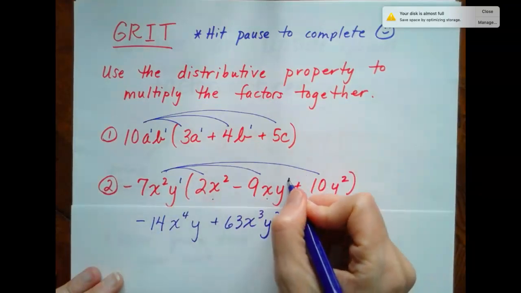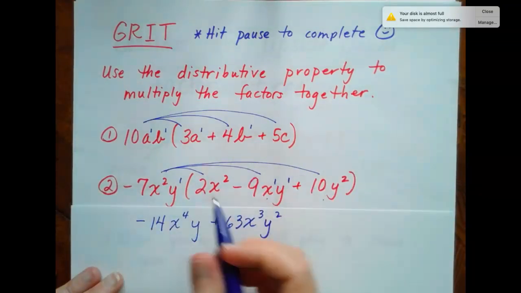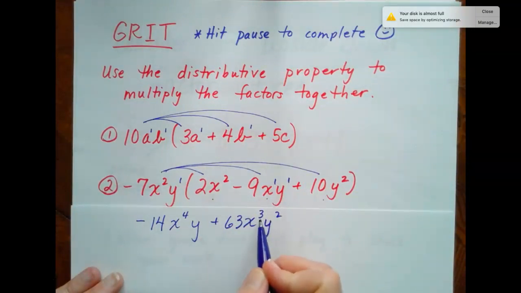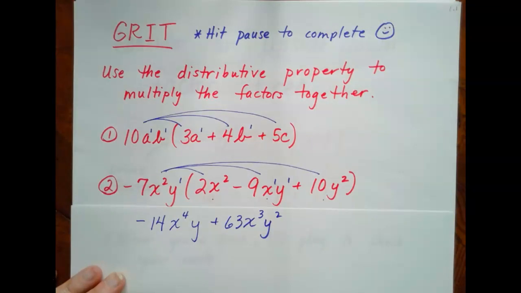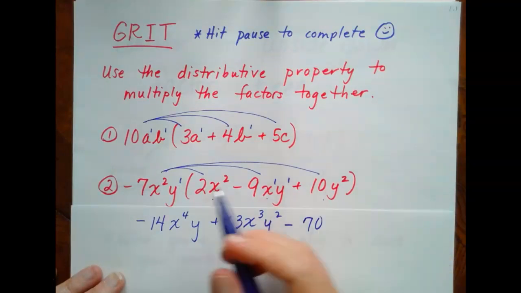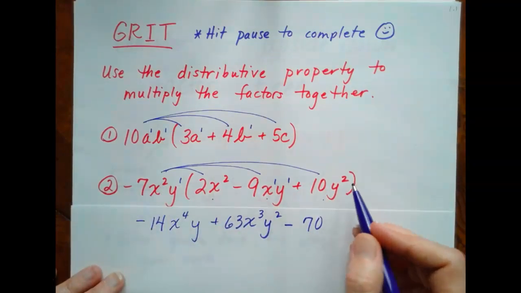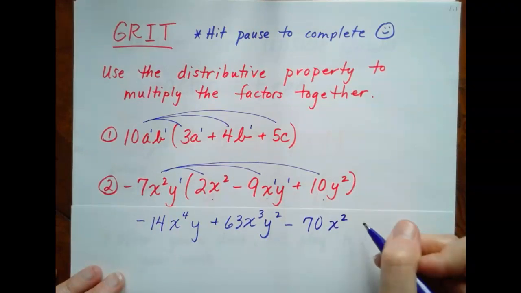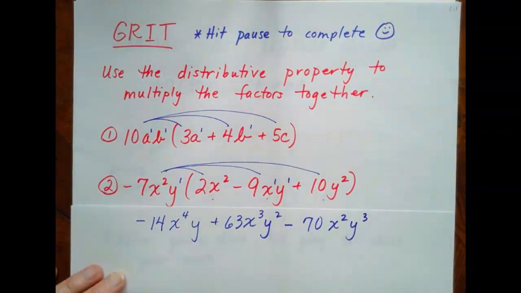Remember, that's y to the 1st, y to the 1st, that's x squared, that's x to the 1st. 2 plus 1 is 3, x to the 3rd, 1 plus 1 is 2. Add the exponents when we're multiplying and the bases are the same. Next, negative 7 times 10 is negative 70. X squared y times y squared is x squared y to the 3rd. Add the exponents when we're multiplying and the bases are the same. So that's our warm-up. Let's move on to the lesson.